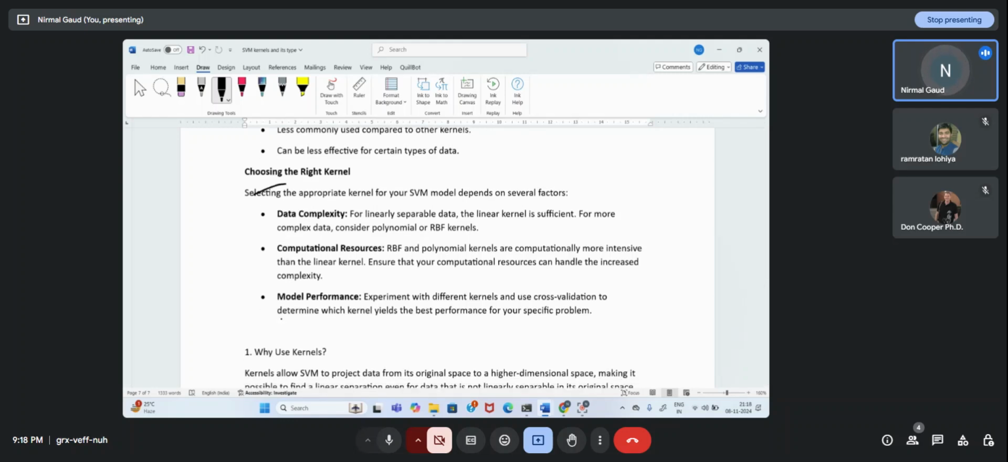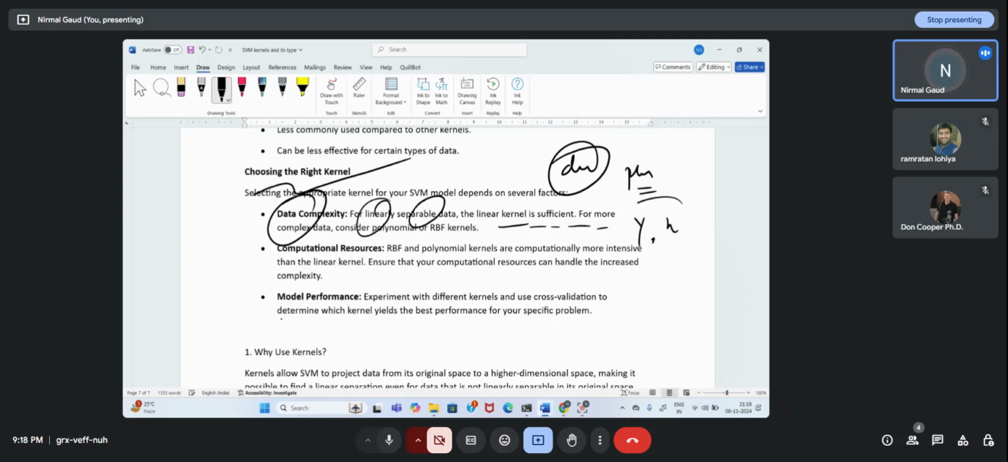So, how to choose the right kernel? Data complexity: for linearly separable data, the linear kernel is sufficient. If we can see the distribution of data, we make plots between y and x and see how things are going, so accordingly we can decide the kernel. For computational resources, RBF and polynomial are expensive. That's why I told you it takes a lot of time for SVM to finish.